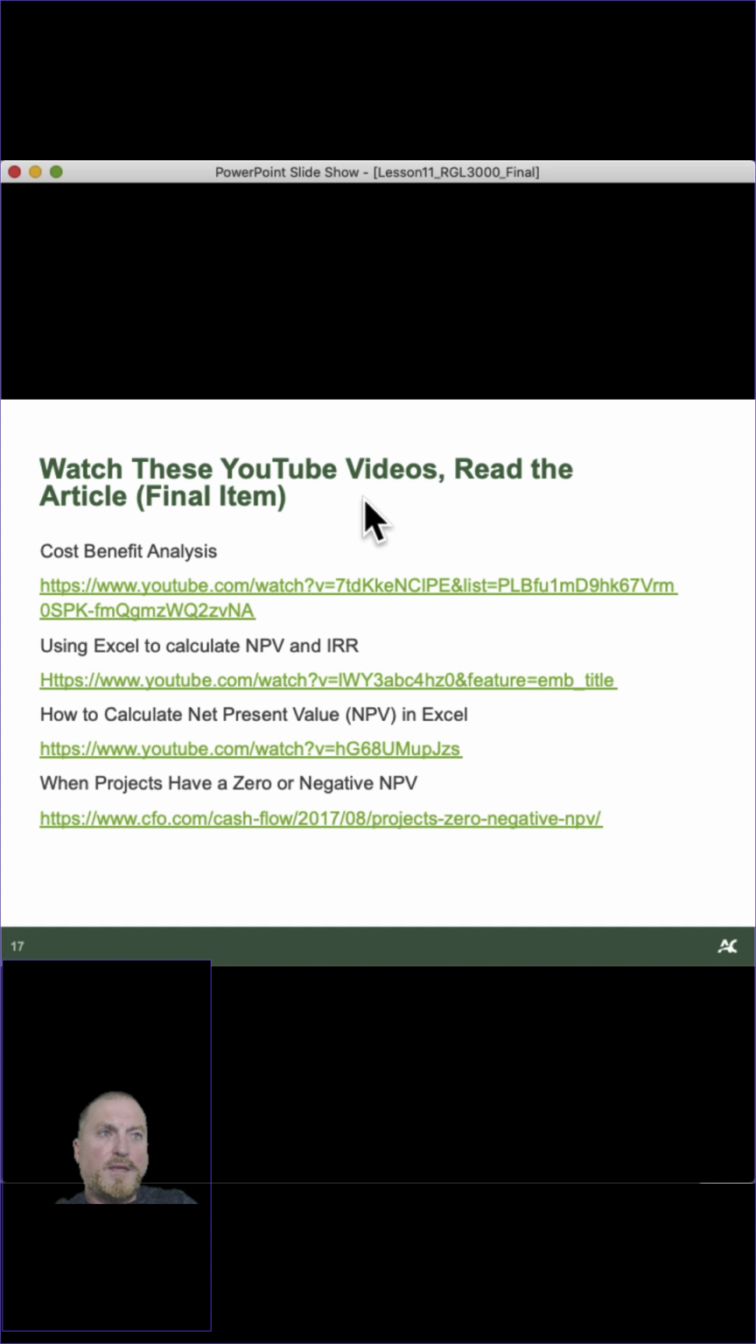In slide 17, you have a number of different things. Some of these may be repetitive, but I wanted you to see them again and look at them. I also have one article there. When projects have a zero or negative NPV, read that article. It's quite a good article summing up what to consider when we look at that. So that's it. Go through the videos.